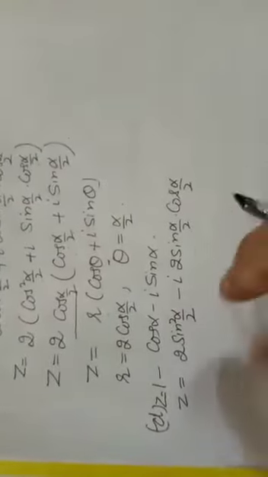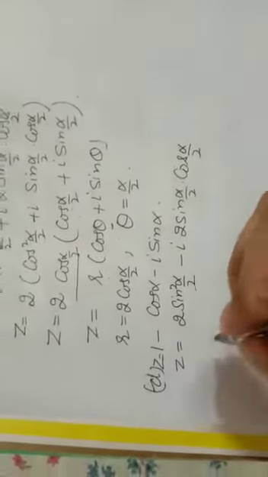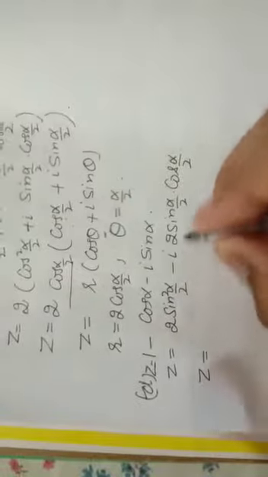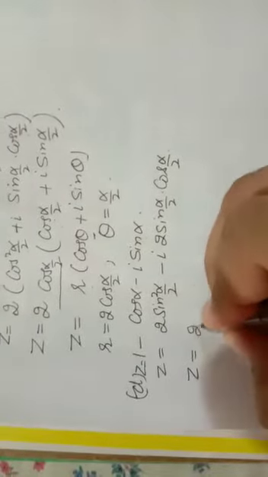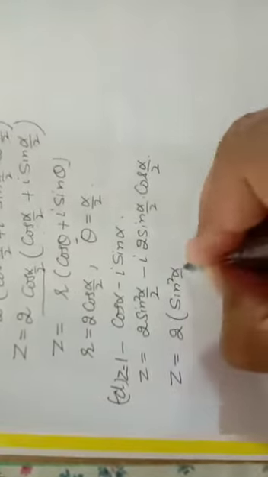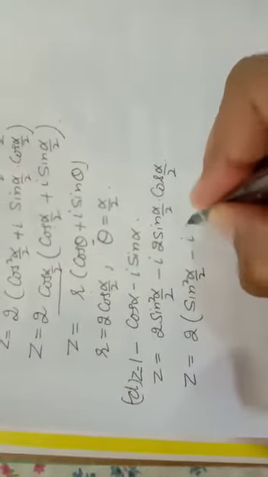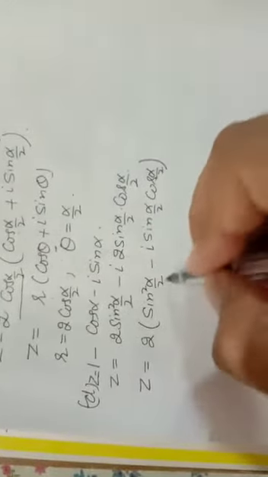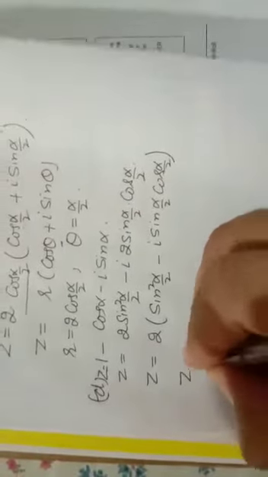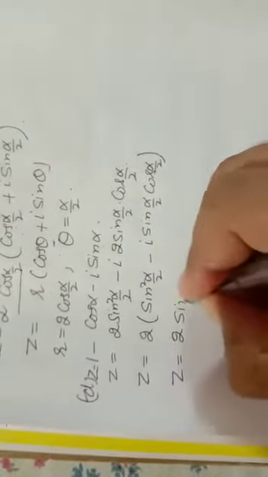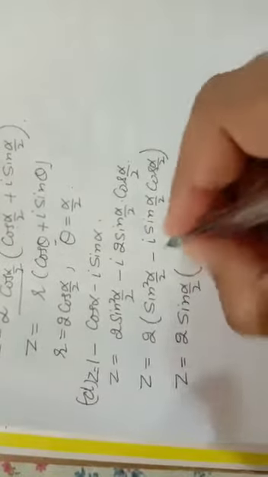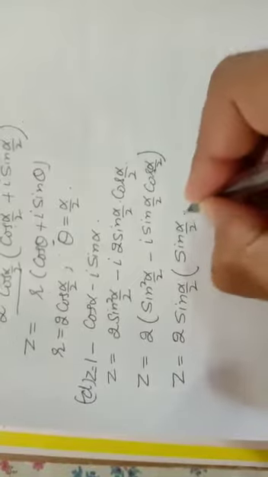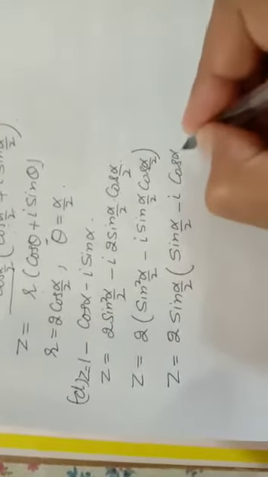This expression is coming. Now z is equal to, which thing is common between these two? 2 is common, and the expression becomes 2[sin² α/2 − i sin α/2 cos α/2]. Another thing is common: sin α/2 is also taken outside. So this is 2 sin α/2, and in the inner terms, one sin α/2 remains, minus i cos α/2.